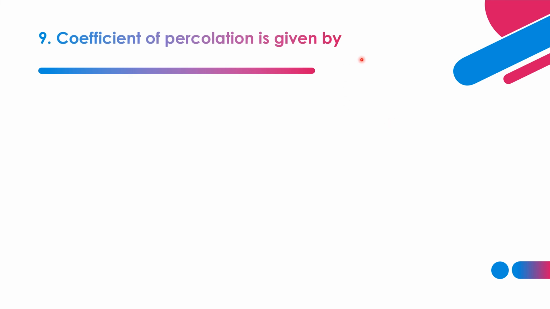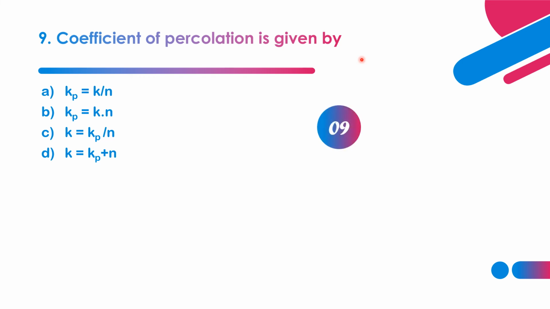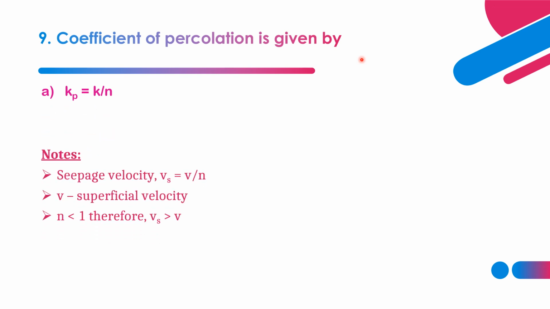Coefficient of percolation is given by, this is a simple concept regarding coefficient of percolation, coefficient of permeability and porosity. N is the porosity. So how are coefficient of percolation, porosity and permeability related? Correct option is option A, Kp is equal to K by N.